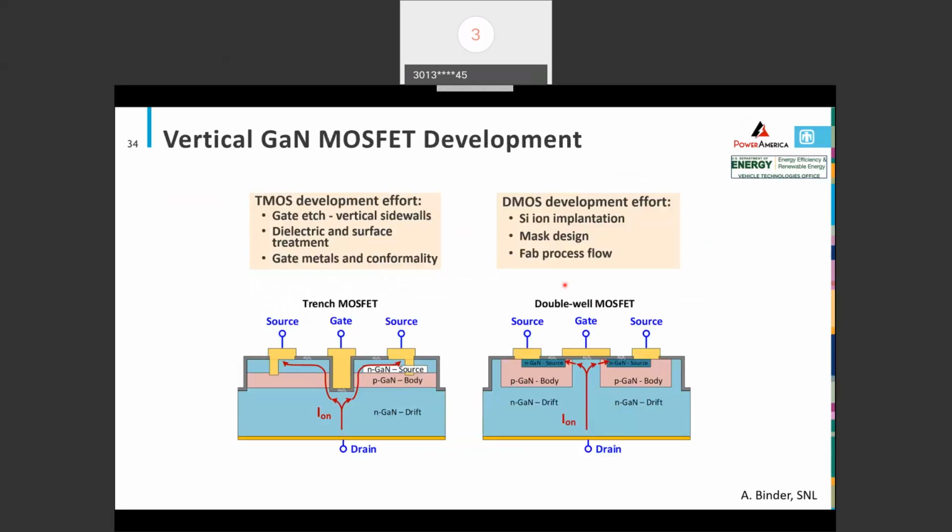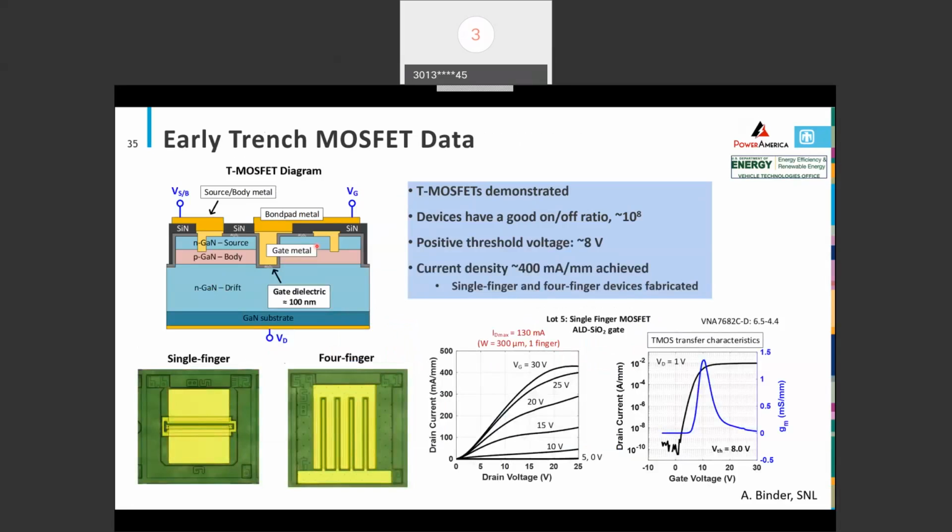And then the other one we've been working on is vertical MOSFETs. We're looking at two types: one is a trench MOS, and the other is the double well MOSFET. They each have their own challenges. The double well has this selective area doped region, so we thought the trench might be a bit easier to get started with, but of course it has an etched surface to put an oxide on and so forth. So they each have their challenges. This is work led by Andrew Binder at Sandia here.